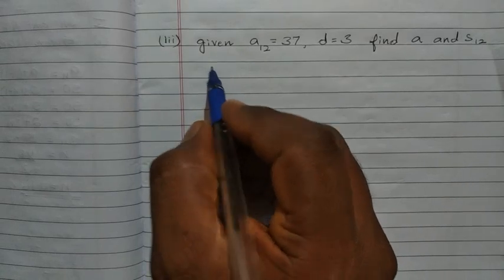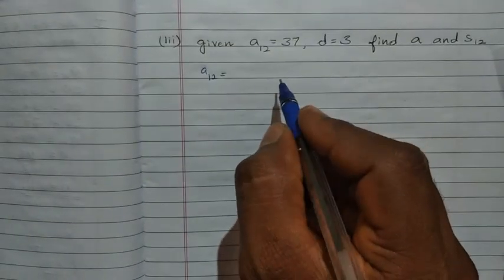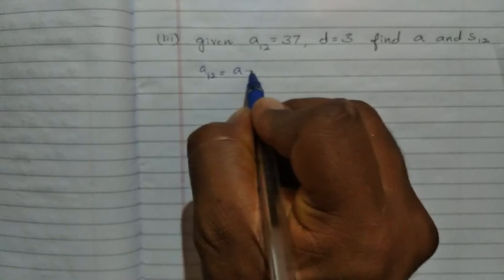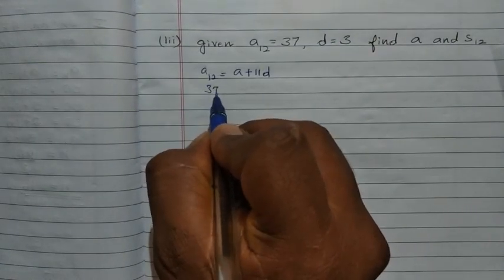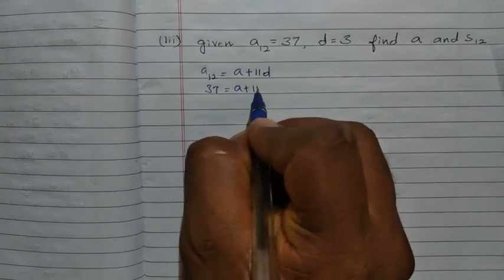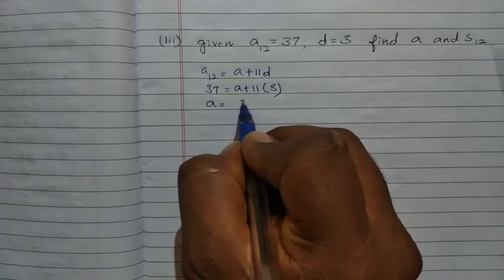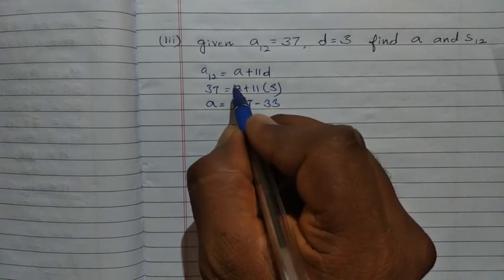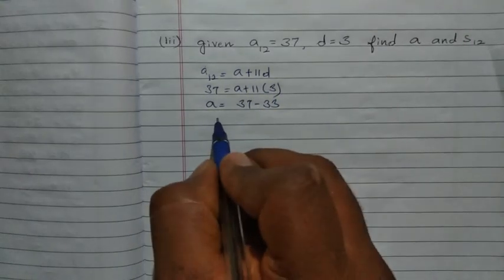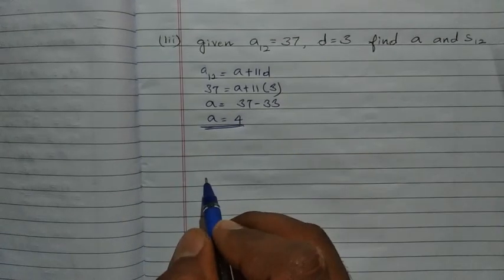So what is A12? How can I write A12? A12 is A plus 11D, isn't it? So therefore 37 is equal to A plus 11 into, what is the value of D? 3. Now A is equal to 37 minus 33. 11 threes are 33. Transfer that 33 that side. It becomes 37 minus 33. A is equal to 4. See, we have got A easily.